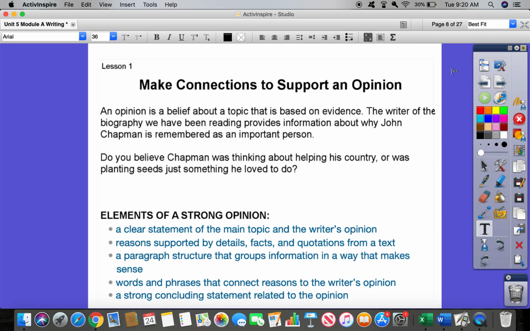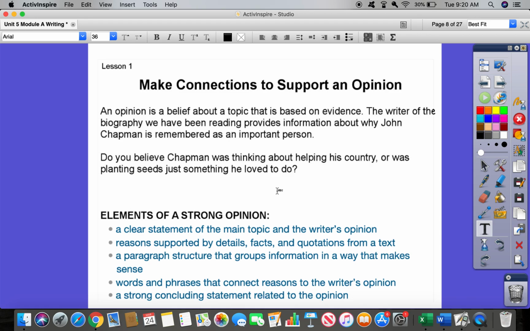Okay, so to continue with the writing portion of our lesson, we're going to make connections to support an opinion. An opinion is a belief about a topic that is based on evidence. The writer of the biography we have been reading provides information about why John Chapman is remembered as an important person. Do you believe Chapman was thinking about helping his country, or was planting seeds just something he loved to do?